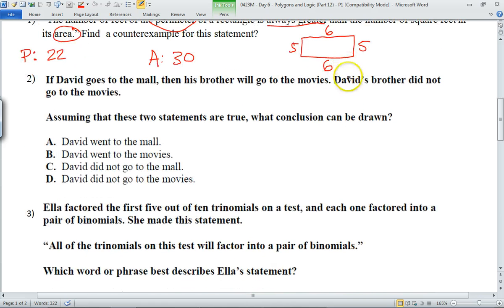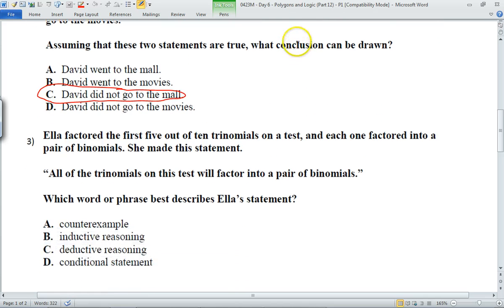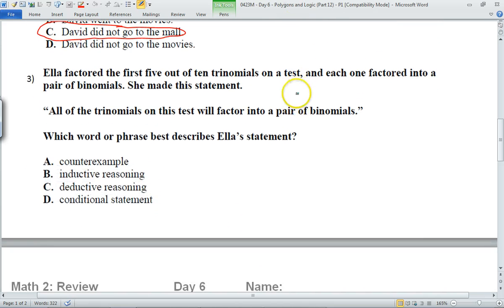Look at number 2. If David goes to the mall, then his brother will go to the movies. David's brother did not go to the movies. What does that tell you? Right. That means David must not have gone to the mall. Okay? So that's really common sense, but that's logic. We're doing logic now.